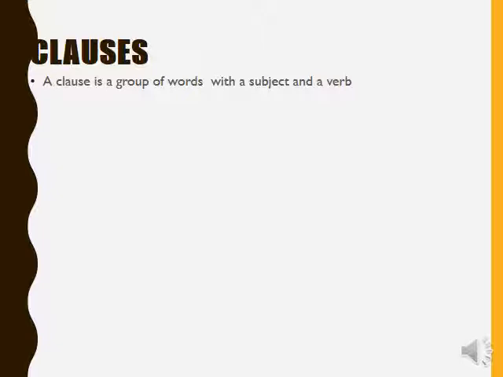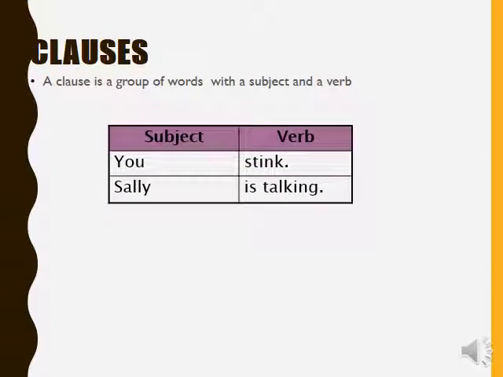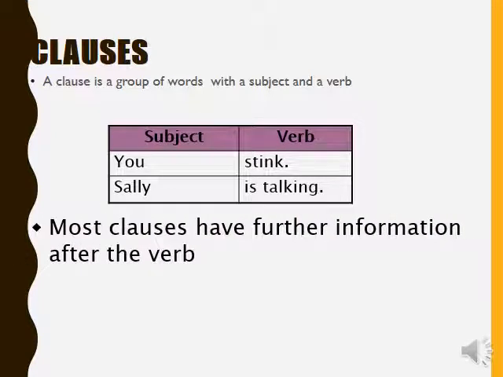First of all, what I want you to know is that a clause is a group of words with a subject and a verb. Okay? As you can see here, "You stink." This is a clause. "Sally is talking." The subject is Sally and the verb is talking. So a clause is a group of words with a subject and a verb.